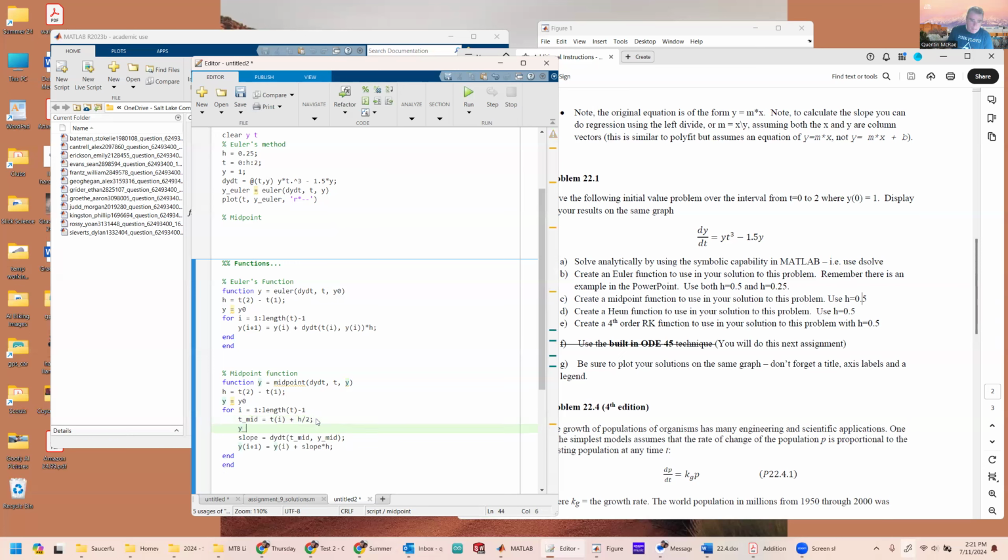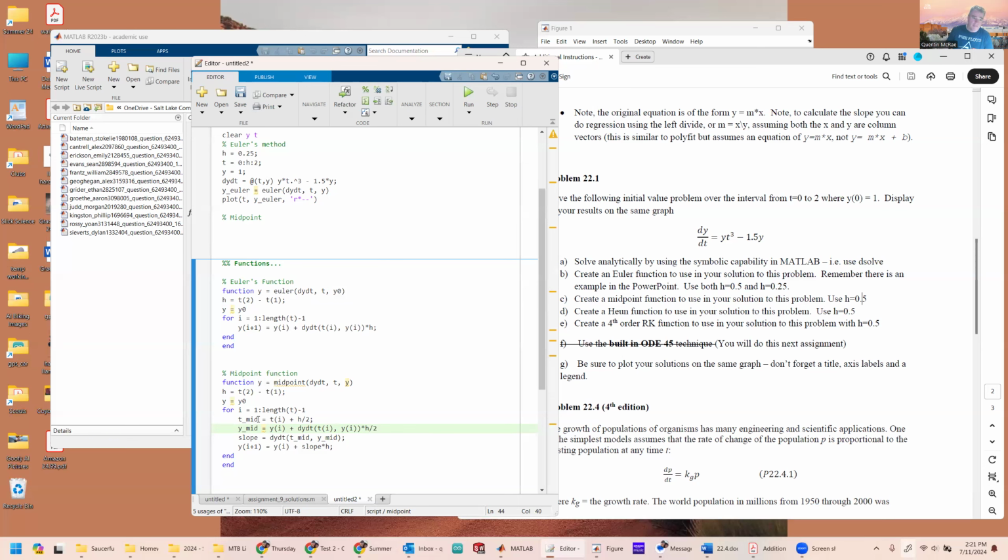And what is my y at my midpoint? Well, it is simply, I don't know, right? I have to guess forward. So how do I guess forward? I'm going to say my y at i plus my slope. I'm using Euler's method, so it's going to call dy dt at t of i comma y of i, that function times my step size, but I'm only going to take a little tiny step, right?